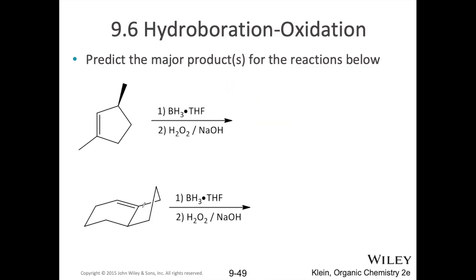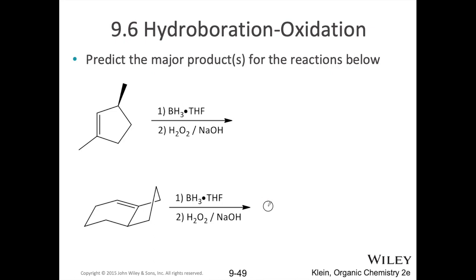Now for this molecule over here, again, we're going to see the same thing in that our alcohol group is going to add to this less substituted carbon when we do our hydroboration oxidation. But the interesting thing here is how that syn addition is going to affect the rest of this molecule because it's a bicyclic compound. So what's going to happen here?